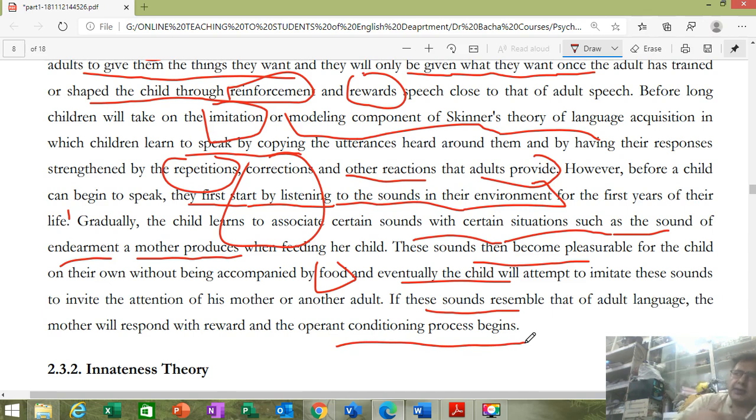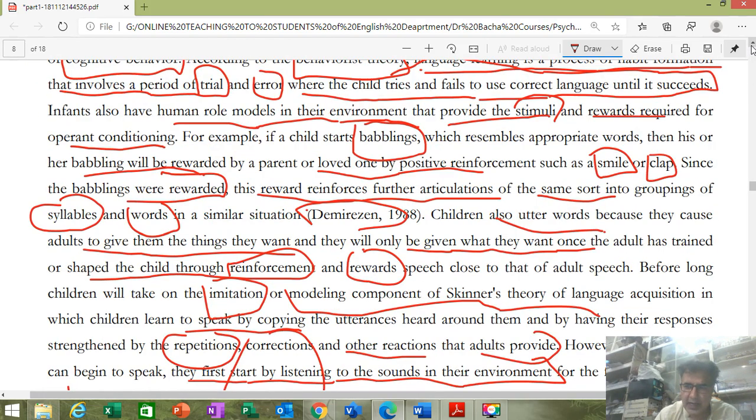So before conclusion, let me say that most of the time in this particular approach, feedback is given by the adults, and even the mother uses motherese to help the child understand a language. So I think this is the part I wanted to explain.